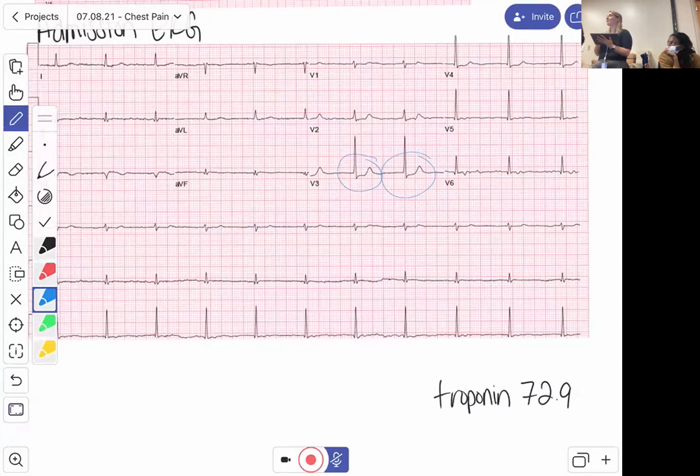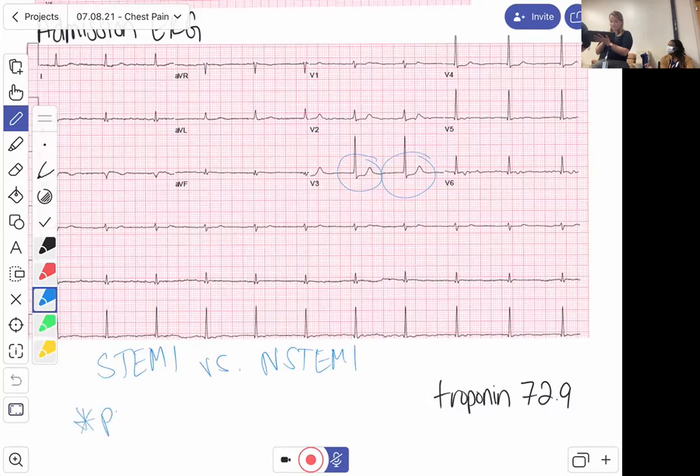There's three components to an ACS. There's STEMI and NSTEMI and unstable angina. It's not unstable angina because it's EKG and troponin positive. Okay. So your two options are a STEMI or an NSTEMI. What kind of STEMI could this be? If you think of it the opposite way, they're tombstones or they're elevated, you're thinking the anterior MI, right? So the exact opposite would be a posterior MI. So that's one consideration. And you still think of an NSTEMI.